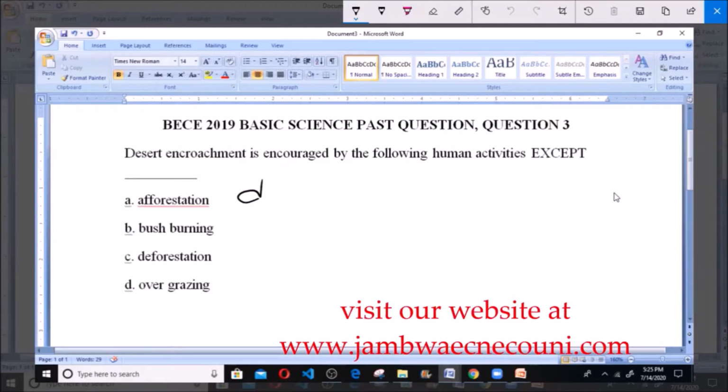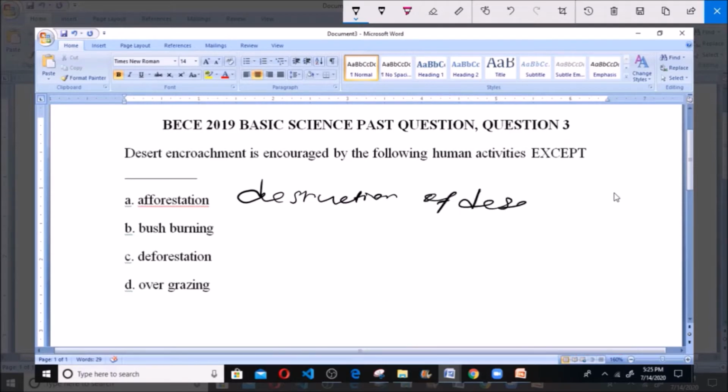of deserts. So now we are looking for all the factors that will lead to the destruction of the deserts, and then out of all these options we'll pick the one that does not lead to it, because they said desert encroachment is encouraged by the following human activities except. So we are looking for the one that will not cause the destruction. Now we start with afforestation. Afforestation here simply means planting of trees. And definitely when you plant trees, what are you doing? You're trying to build the land.